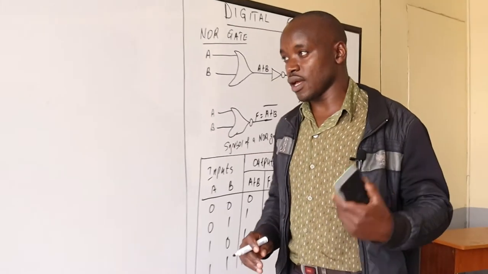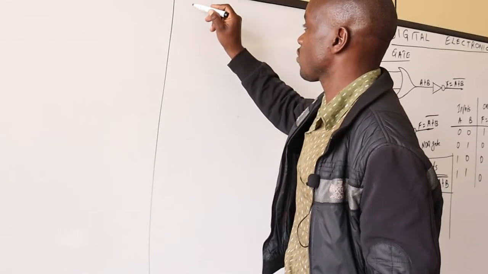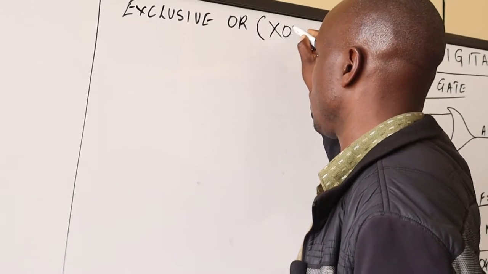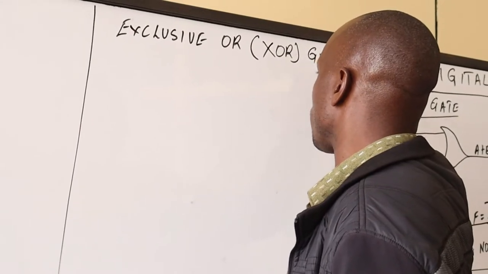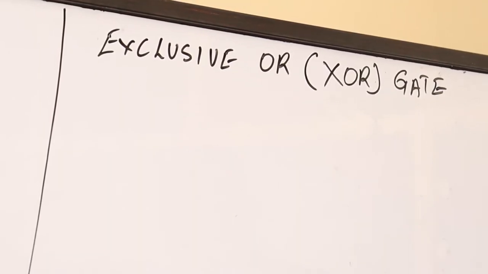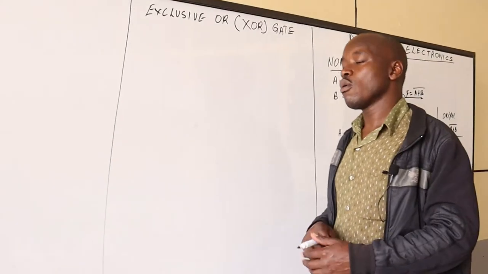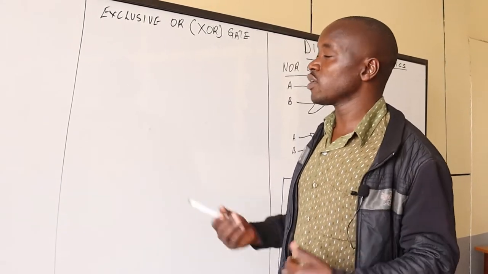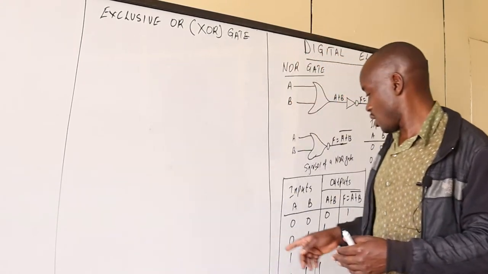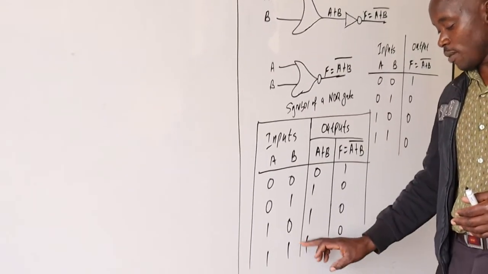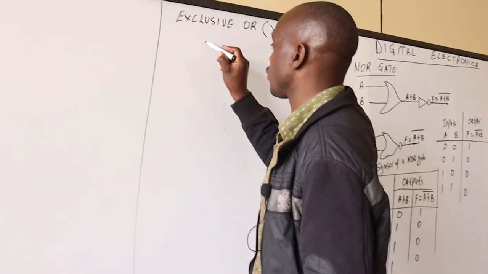Then now there are two other gates remaining. The next one is the exclusive OR gate, in bracket XOR, in short, XOR gate. So why do we call it exclusive? Something exclusive is something special. It is a form of an OR gate, yes, but it is somehow exclusive or different from the OR gate, in that this gate will give us an output when either of the inputs, A or B, is at logic 1, but not both. Remember, through the OR gate, when either or both of them are at 1, we get an output. But this one will give us an output only when either this one or this one, but not both.